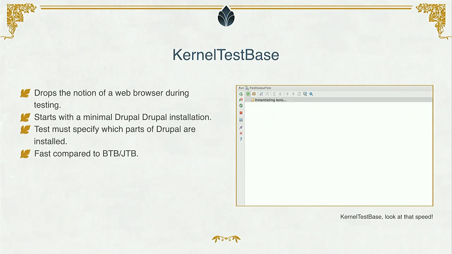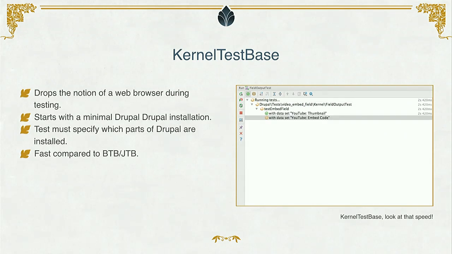It's really fast compared to the other types of tests. So this is an example of the speed of one of these kernel tests. And each one of those green ticks is actually like a fully fresh version of Drupal, completely from scratch. There's no state leaking between those two things.